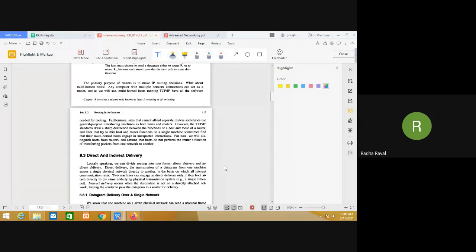Transmission of datagram from one machine across a single physical network directly to another is the basis on which all internet communication rests. Here is the definition: two machines can engage in a direct delivery only if they both attach directly to the same underlying physical transmission system.